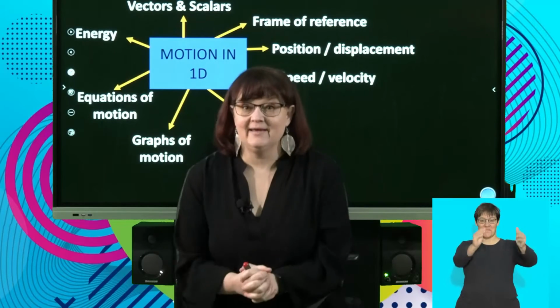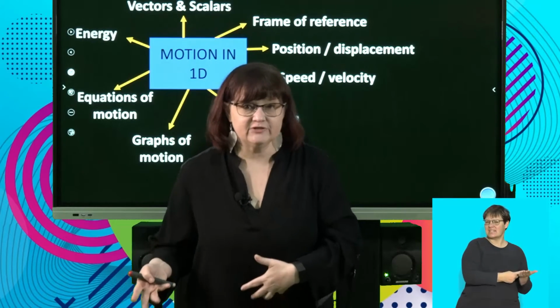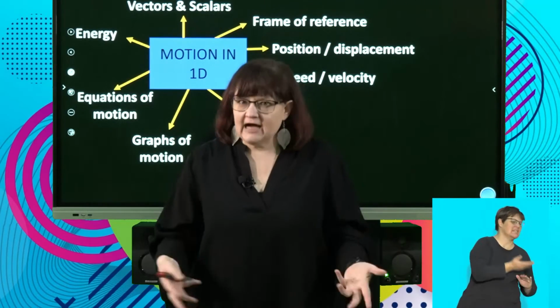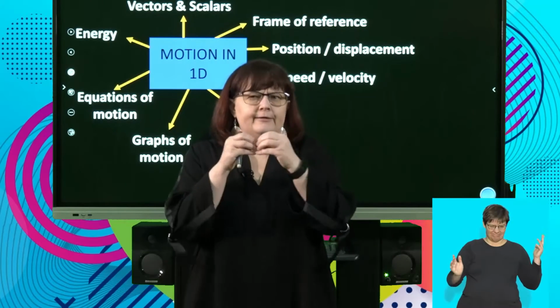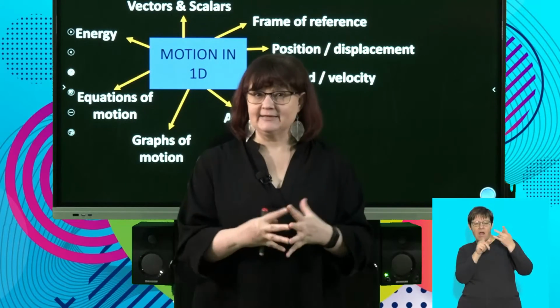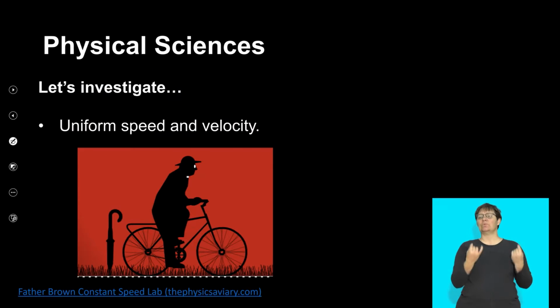Welcome back, everyone. Now, we've spoken a little bit about average velocity, average speed, instantaneous. Now, let's get into the nitty-gritty, into the specifics, so that we can fully understand what we're talking about, okay? So, what we're going to do is look at uniform speed and velocity. I've got a little animation for you.